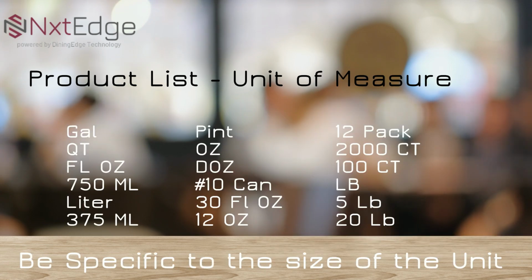Now, let's cover units of measure. Avoid generic units like each or case. Instead, be specific. Use gallons, quarts, fluid ounces, pounds, or 750 milliliters, whatever best represents how the item is tracked. For packaged items, list the full count in unit, like 2000 count or 50 count. If the item is priced by weight, use pound as the unit.